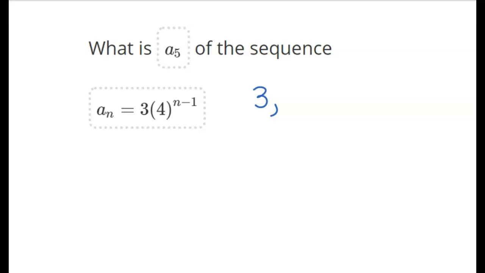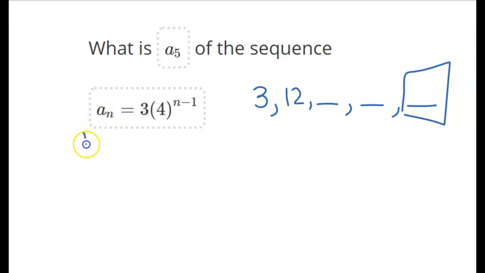So 3 times 4, the next number in the pattern would be 12. 1, 2, 3, 4, 5. I'm looking for this 5th number in the pattern. And I'm going to skip to the 5th number in the pattern without multiplying by 4 over and over again. I could get there that way. The n in the formula is 5. That's what a to the 5th means.